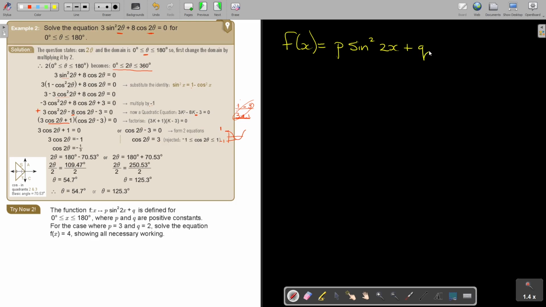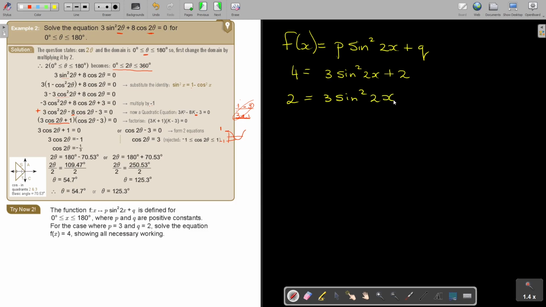And then I can start substituting. So in the place of f(x), I can put a 4. In the place of p, I'm going to put a 3. And in the place of q, I'm going to put a 2. Okay, so I'm sitting with an equation. This is going to be my equation. If I subtract this 2, so 4 minus 2, it's going to be 2 equals 3 sin squared 2x.